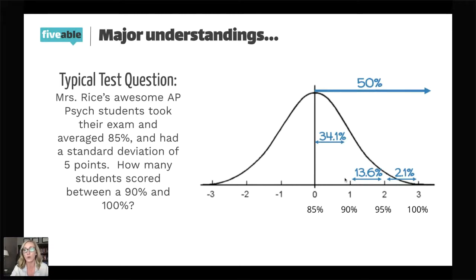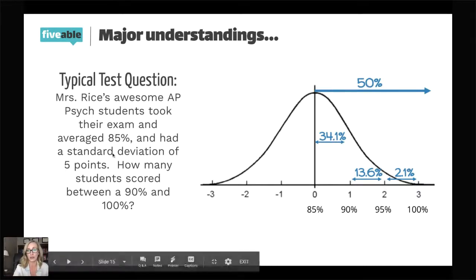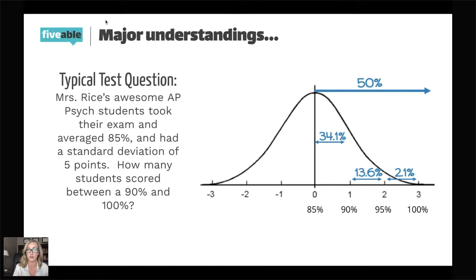So this is one jump. This is another jump. This is another jump. Each being equal to whatever they give you in that test question. And in this case, it's 5 points. Okay? Made so much sense.